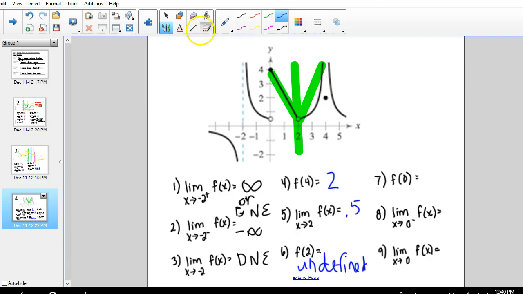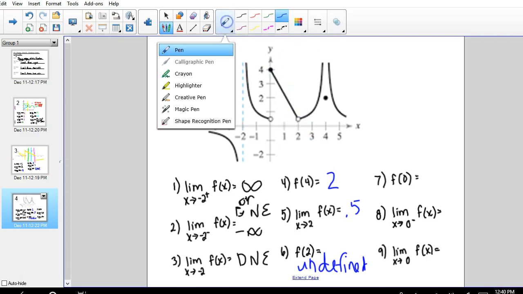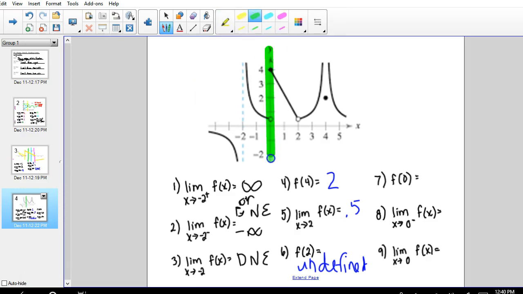All right, I'm going to erase that so that we can see the next part. Okay, f of 0, for f of 0, we're looking for the closed end dot. What's the y value of it? It's 4. Okay, what is the limit as x approaches 0 from the left for this one? From the left side, you're going to approach that open circle there. What's its y coordinate? About 0.5.